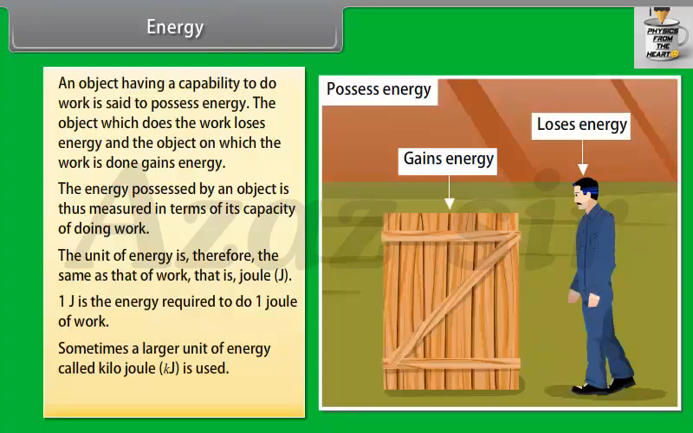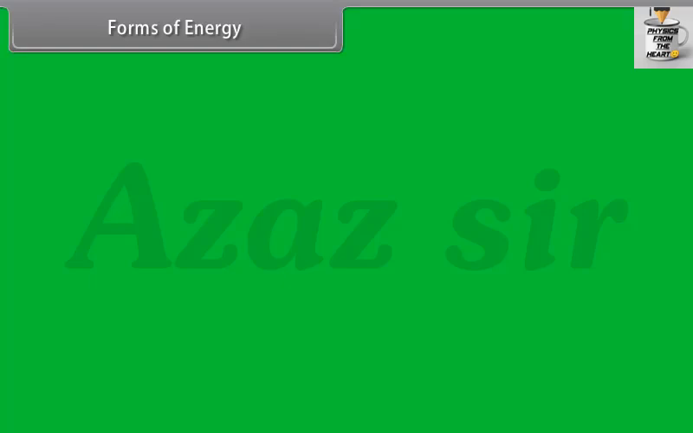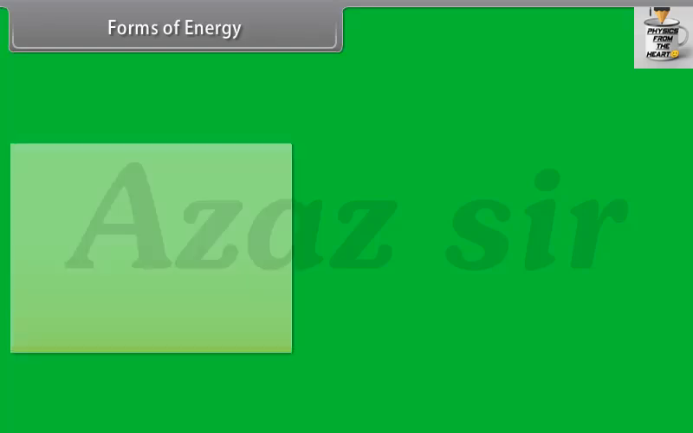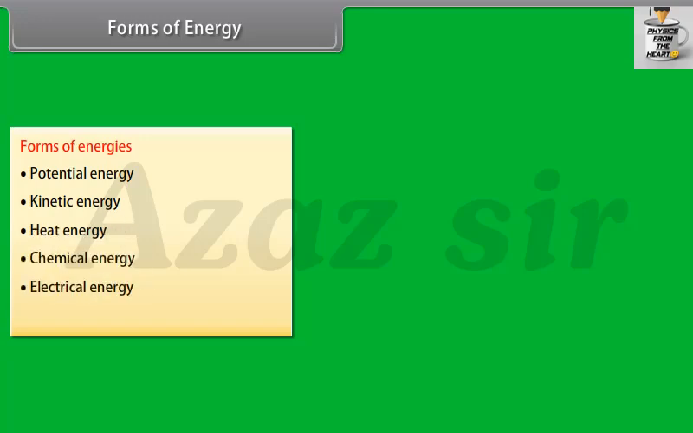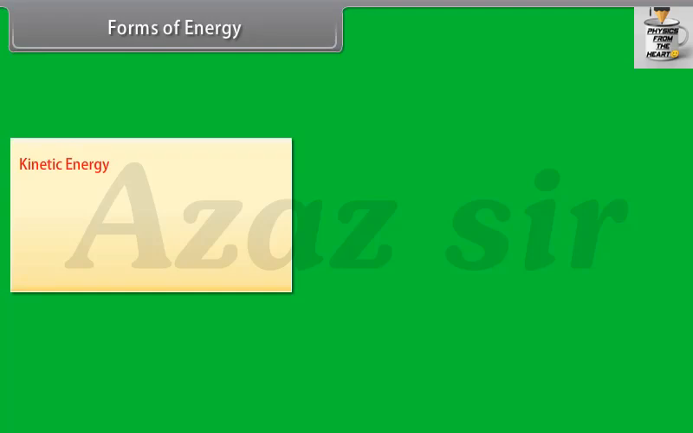Sometimes a larger unit of energy called kilojoule is used. 1 kilojoule equals 1000 joules. Forms of energy. There are many different forms of energies. These various forms include potential energy, kinetic energy, heat energy, chemical energy, electrical energy, and light energy. Let us first study about kinetic energy.